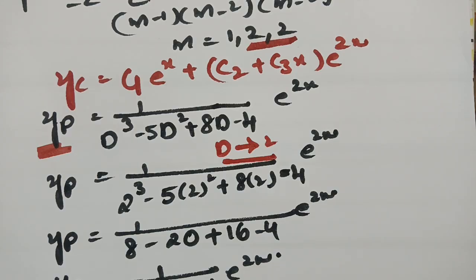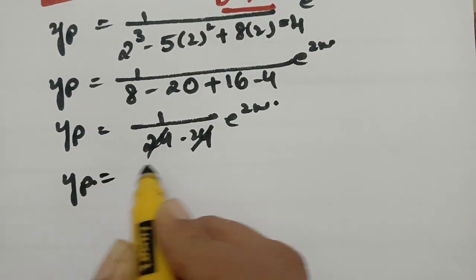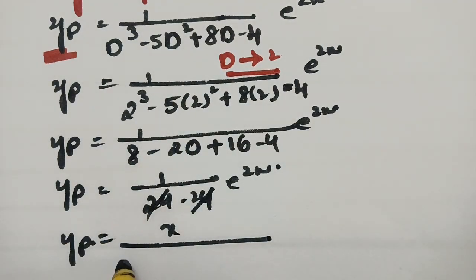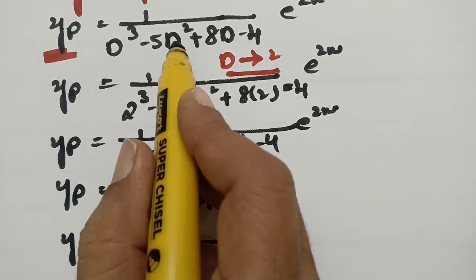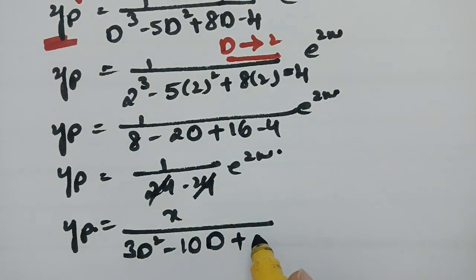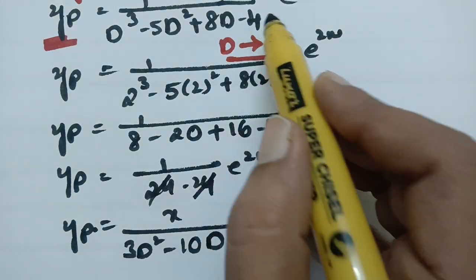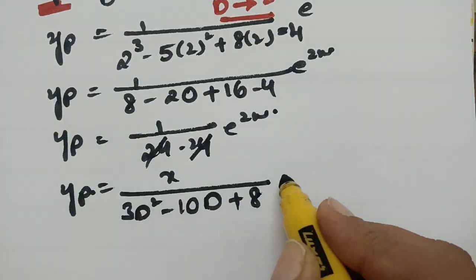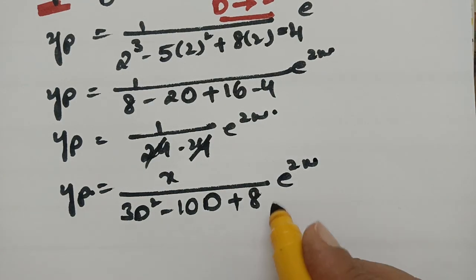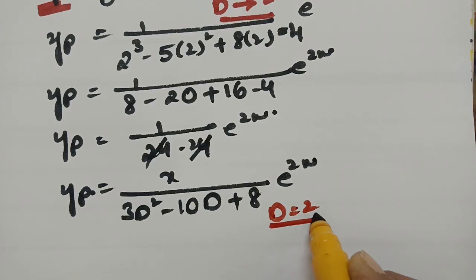So we have to make a derivative. We have to keep one x in the numerator and we have to make a derivative for this. So this will be 3D square minus 10D plus, for D it is 1, so keep 8 here. For constant this value is 0, into e power 2x. And again we need to substitute the same process here, D is equal to 2.